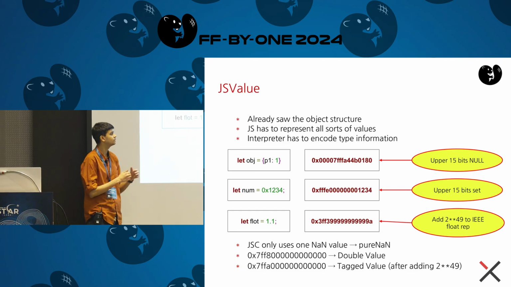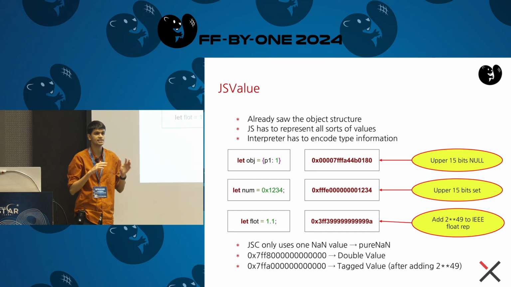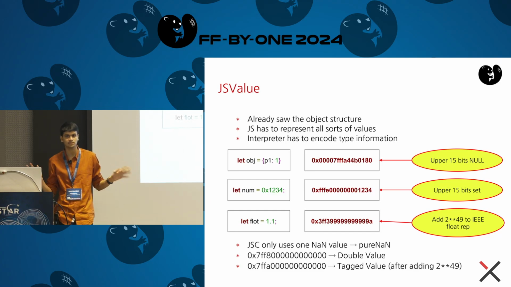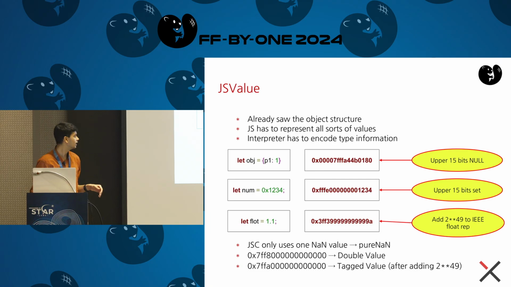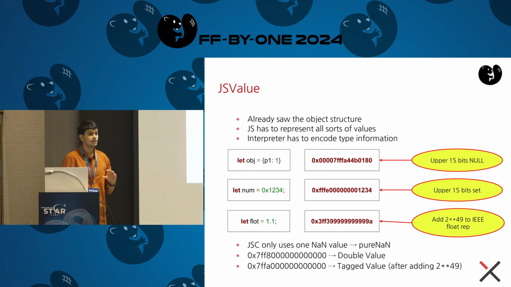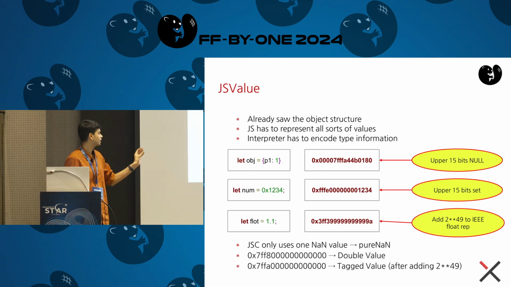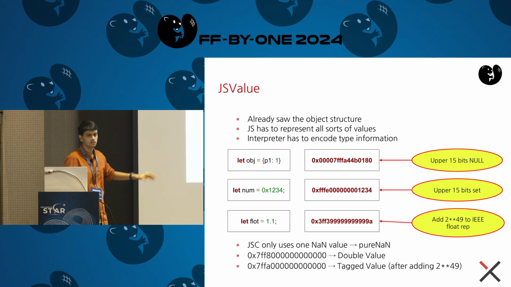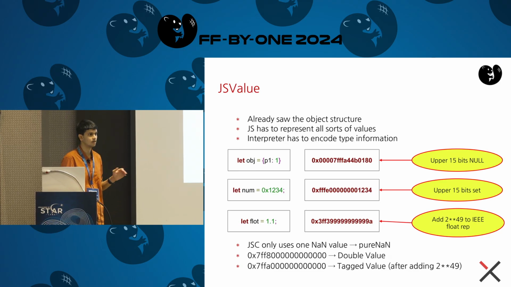This is because the IEEE 754 format says that if the upper bits are all set, it's not a number. This is not a number. JavaScript only honors one not a number value, and that is this one. Everything else it does not honor.